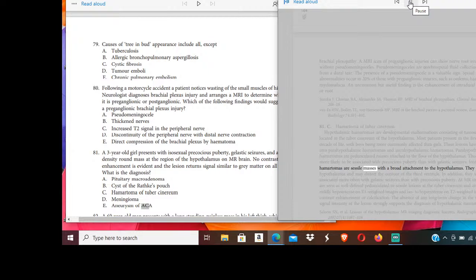Intrahypothalamic hamartomas are sessile masses with a broad attachment to the hypothalamus. They lie within the hypothalamus and may distort the contour of the third ventricle. In addition, they seem to be associated more often with gelastic seizures than with precocious puberty.